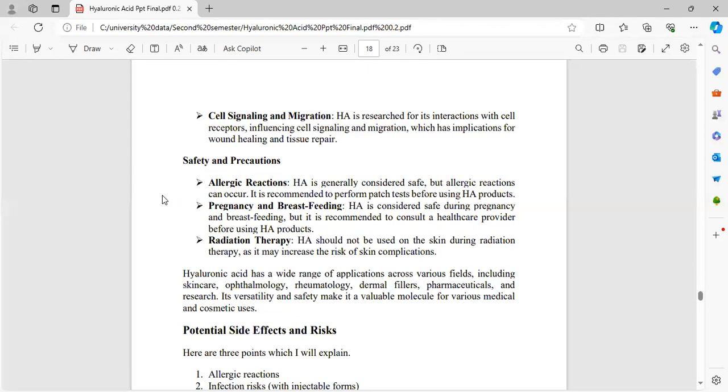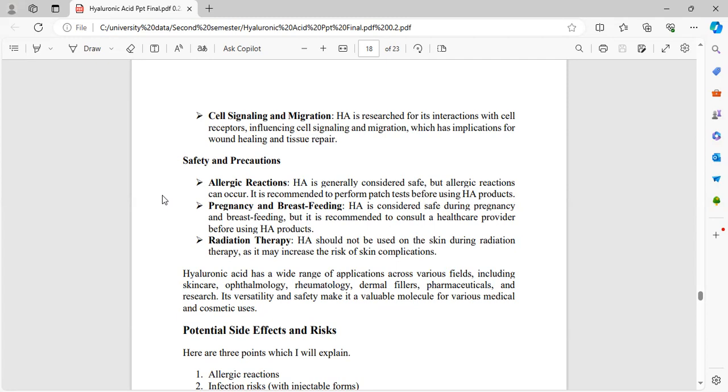Now I will explain to you about safety and precautions. Allergic reactions. Hyaluronic acid is generally considered safe, but allergic reactions can occur. It is recommended to perform tests before using hyaluronic acid.